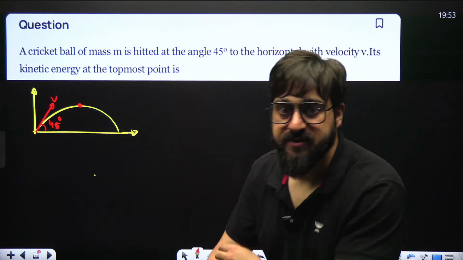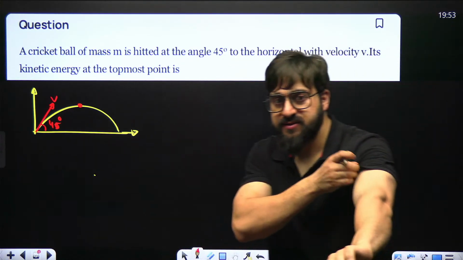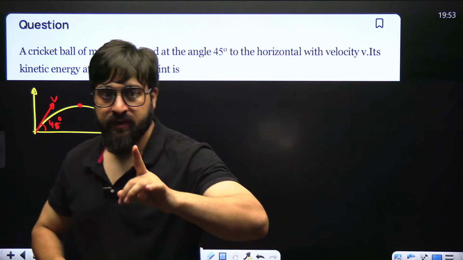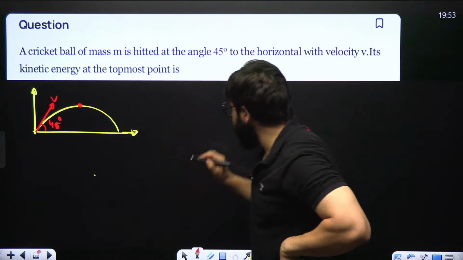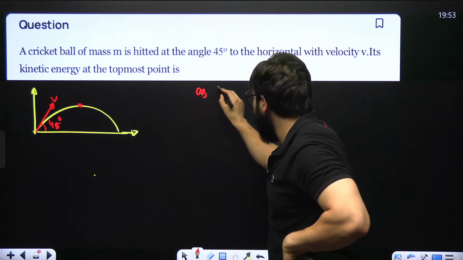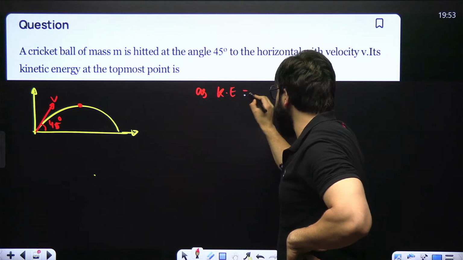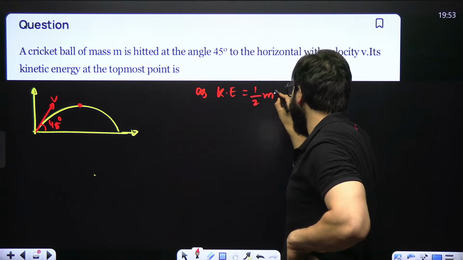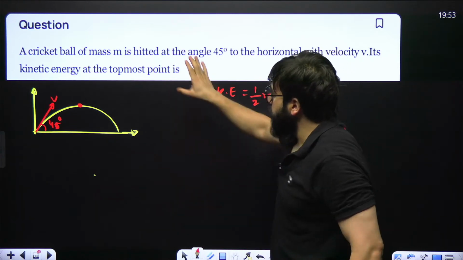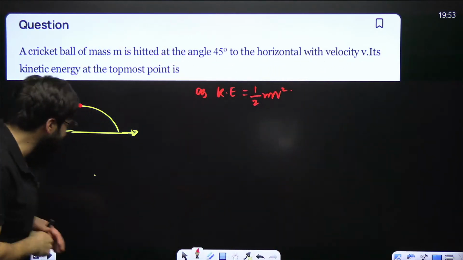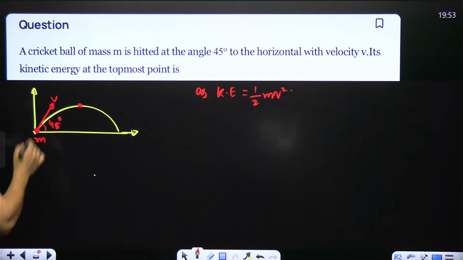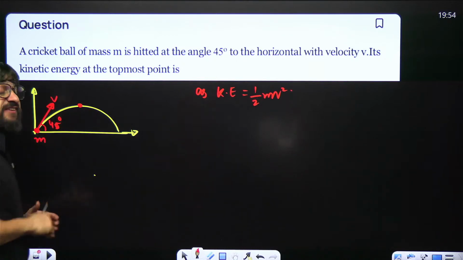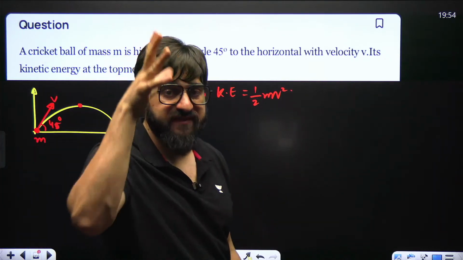Guys, see. When it comes to the kinetic energy at the topmost point, kinetic energy is equal to 1 by 2 mv square. Here, the mass of this cricket ball is given as m, and the initial velocity is given as v. It is not given as u. It is given as v.